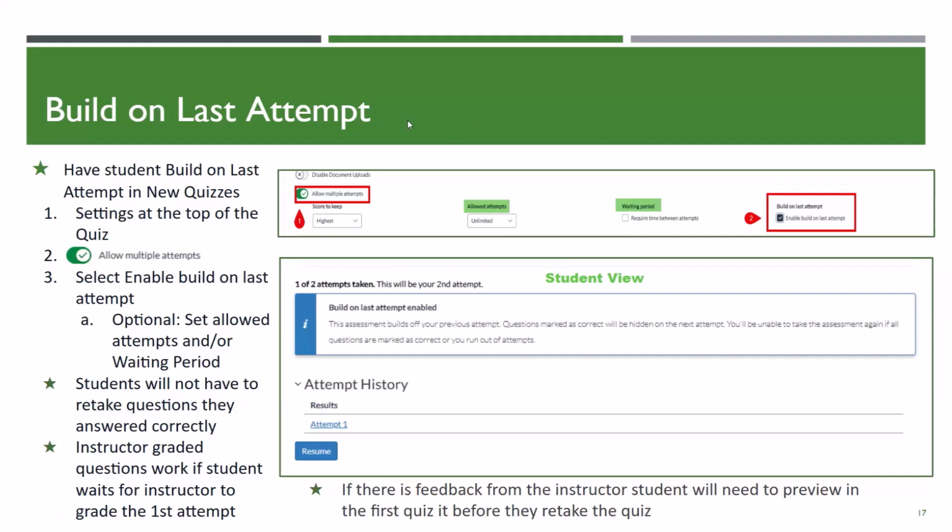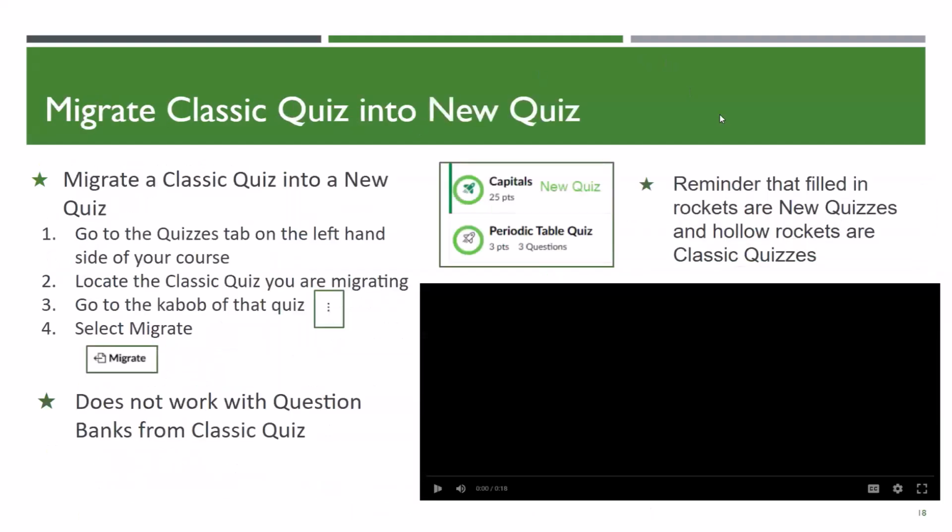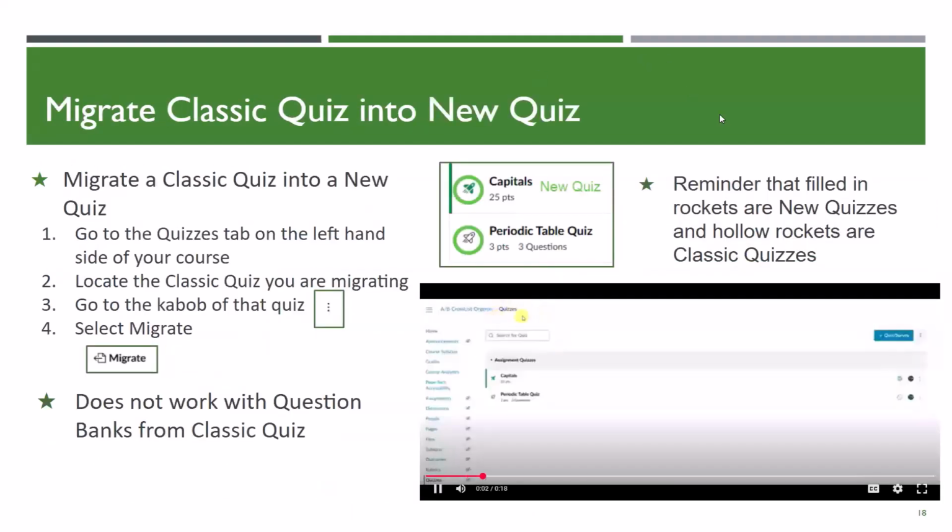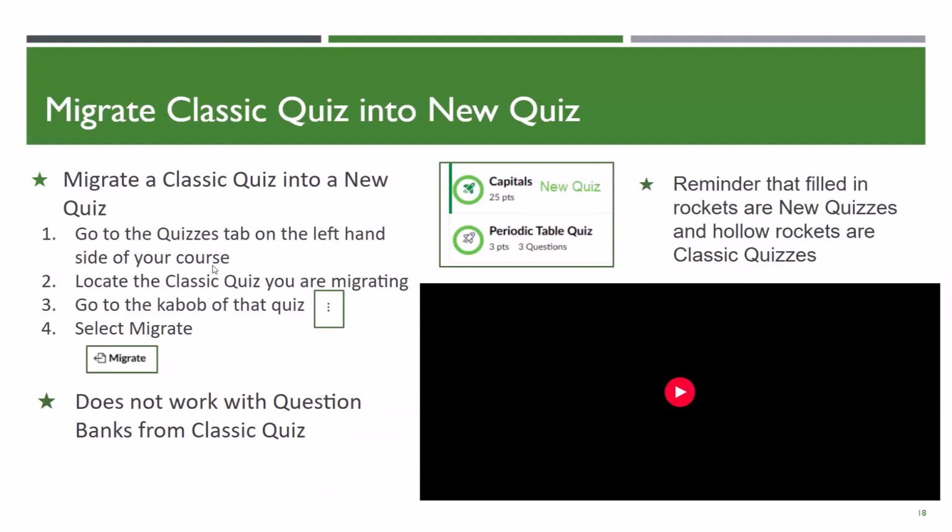All right, and the next inside of new quiz is migrating a classic quiz into new quiz. So now we have the option, if you have a classic quiz and you want to move to new quiz, they have pretty easy steps for you. You'll go to your quizzes tab on the left-hand side of your course. And then you will locate the classic quiz you are migrating. You go to the kebab of that quiz, which is your 3 dots, and you will select migrate, and then the migrate will start.